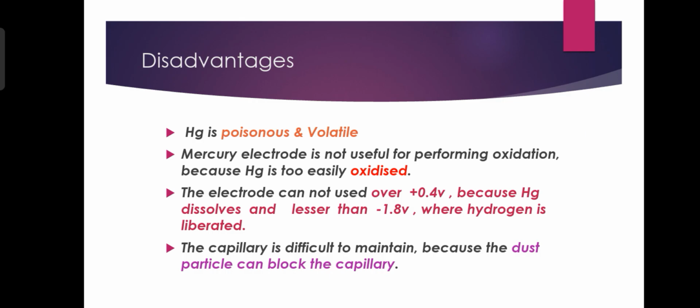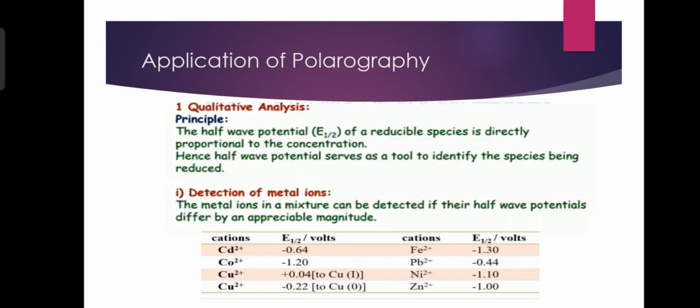The electrode cannot be used above plus 0.4 volt, because mercury dissolves, and not below minus 1.8 volt, because hydrogen gets liberated. And the capillary is difficult to maintain, because rust particles can block the capillary.